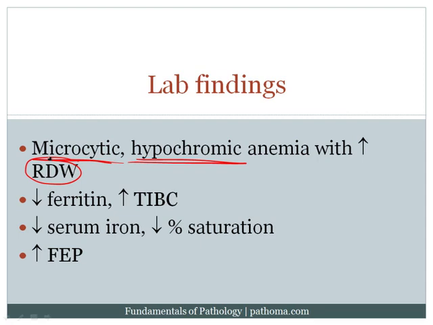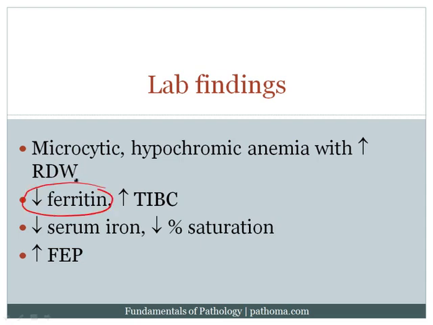And so the RDW is going to increase because of this broad spectrum of varying sizes of the red blood cells. So that's important to know. It's classically seen in iron deficiency anemia. Now, patients with iron deficiency anemia, let's think about this for a minute. Their serum ferritin, their iron stores are going to be low, correct? Because they're using up the iron, so the serum ferritin will be down.